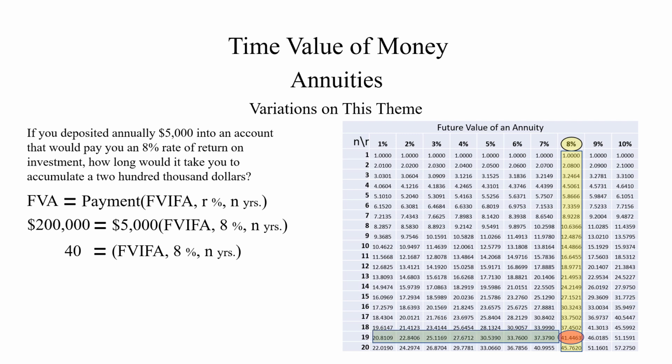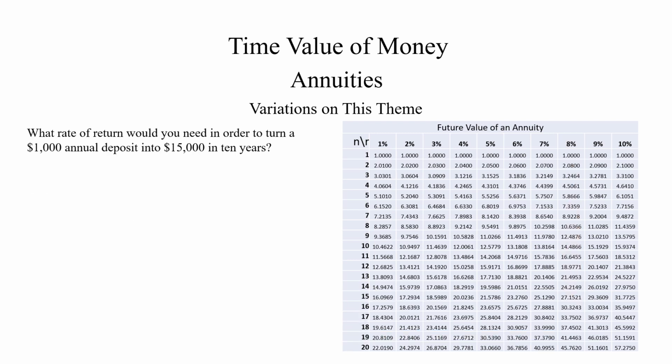Now all we have to do is go across the table to see how many compounding periods it takes to produce a future value interest factor of an annuity, an FVIFA, that close to 40. So we see that if you deposit $5,000 a year into an account earning 8%, it'll take about 19 years for that account to grow to $200,000.